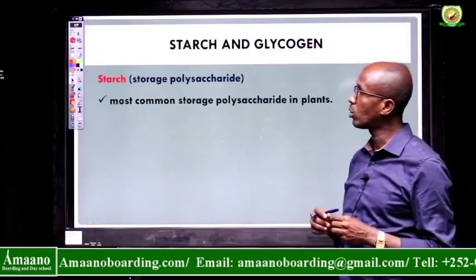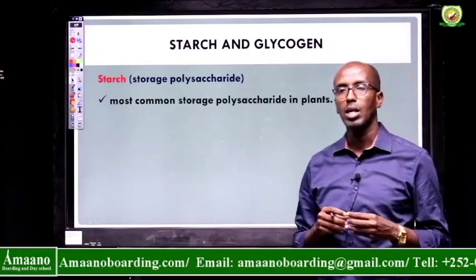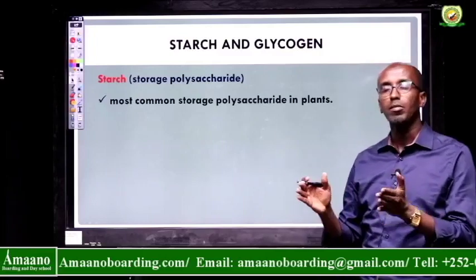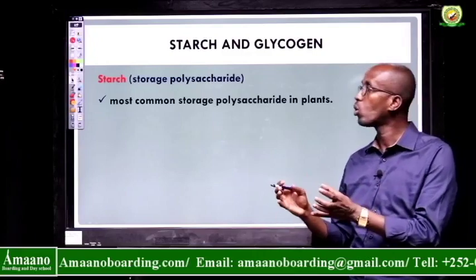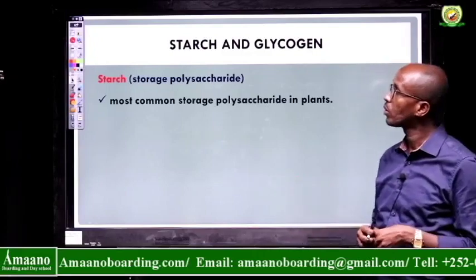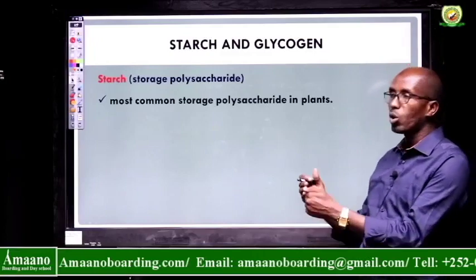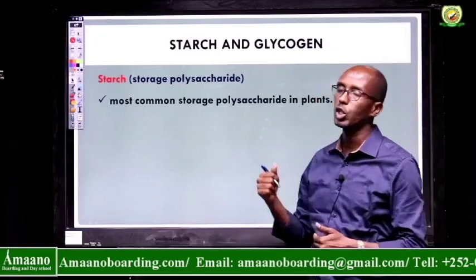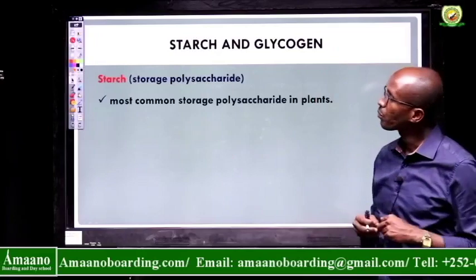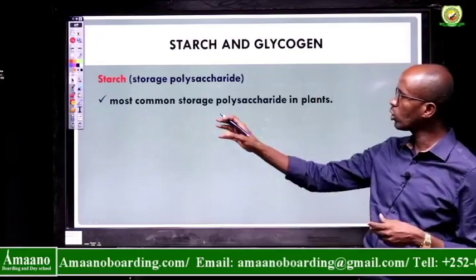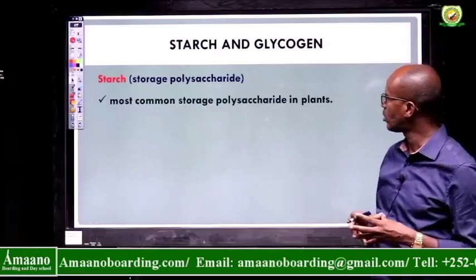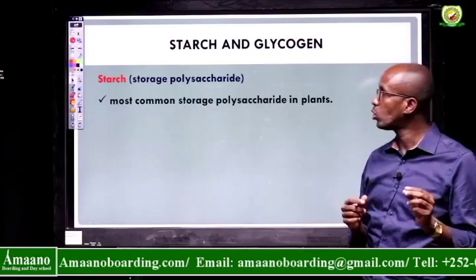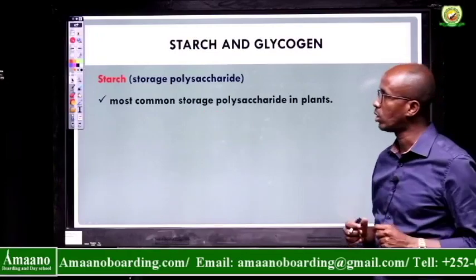As far as everybody concerns, during photosynthesis, plants produce glucose, but they cannot store glucose in the form of glucose because glucose is a soluble substance. So for plants to store the excess glucose, they convert it into starch, which is an insoluble carbohydrate. So it's commonly found in plants, especially in the leaves where glucose is produced, and in the storage organs.